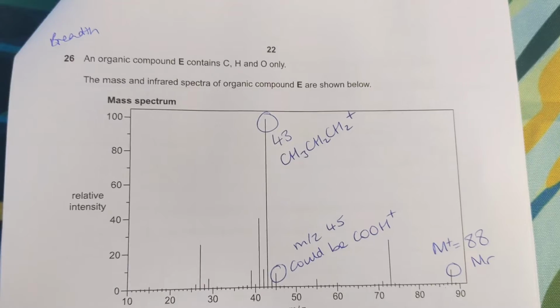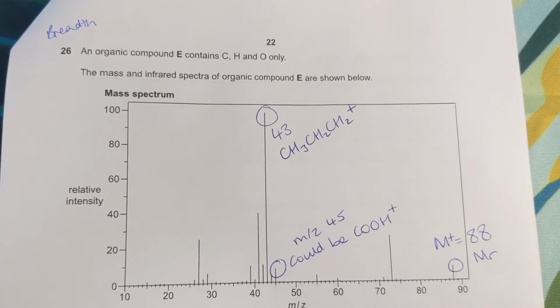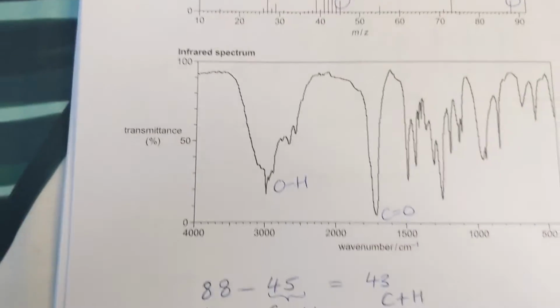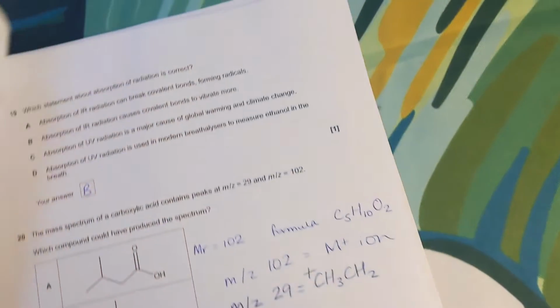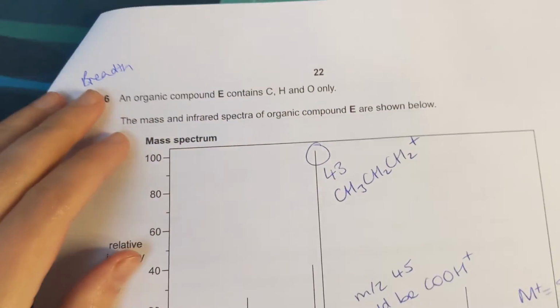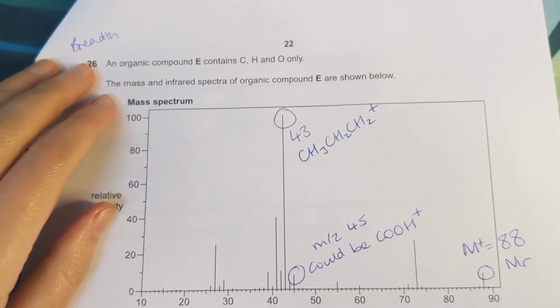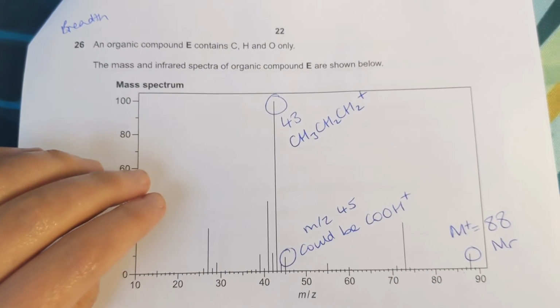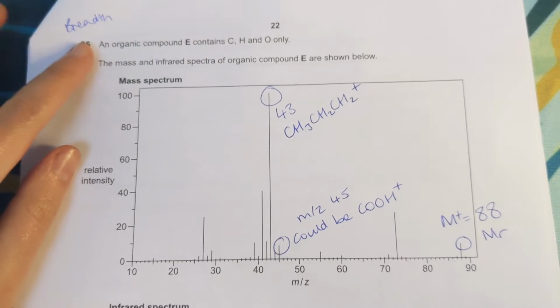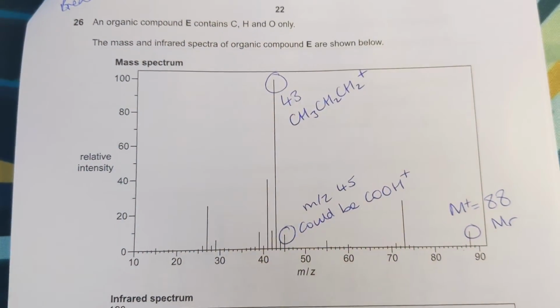Last question, it's another combined analysis one again. So we've got a mass spectrum and infrared, and that's all. So this one's from a breadth paper. It says a compound E contains carbon, hydrogen and oxygen only, and we've got a mass spectrum and infrared.